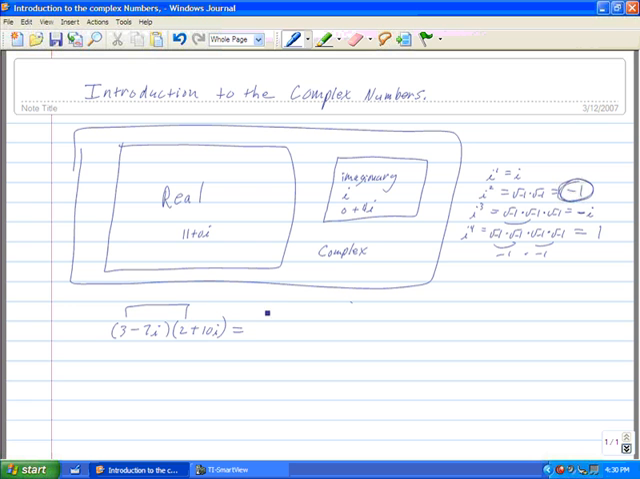Again, first times first is 6. Outer product is plus 30i. Inner product is minus 14i. Last times last would be minus 70i squared. So the 30 minus the 14 would be 16i. The minus 70 would become a plus 70 because the i squared would become a negative 1. So when we put it together, we're going to have 76 plus 16i.